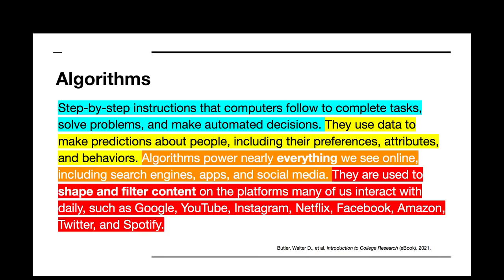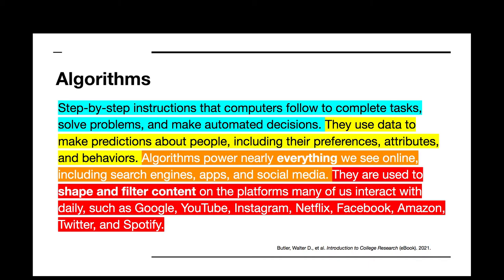When we talk about online bias, a good place to start with is algorithms. These are step-by-step instructions that computers follow to complete tasks, solve problems, and make automated decisions. They use data to make predictions about people, including their preferences, attributes, and behaviors. Algorithms power nearly everything we see online, including search engines, apps, and social media. They are used to shape and filter content on the platforms many of us interact with daily, such as Google, YouTube, Instagram, Netflix, Facebook, Amazon, Twitter, and Spotify.